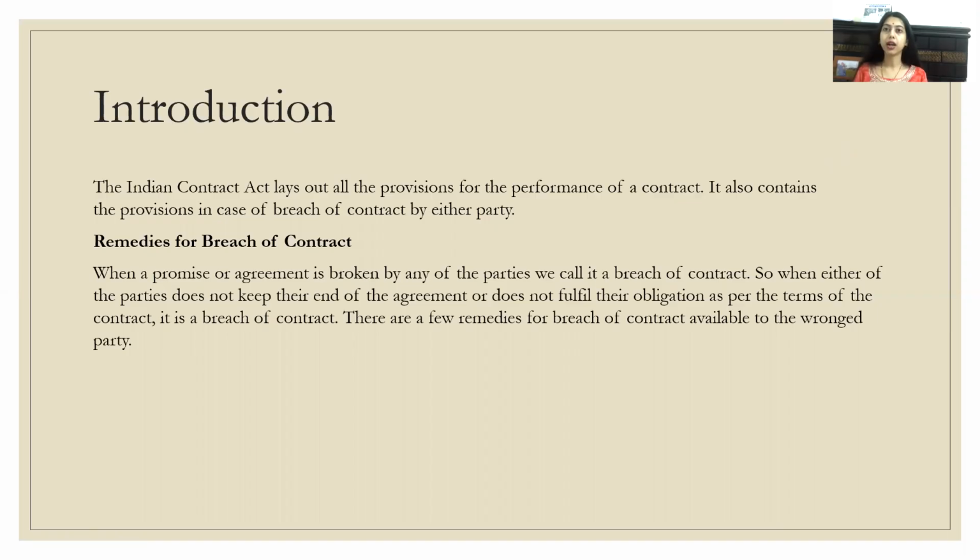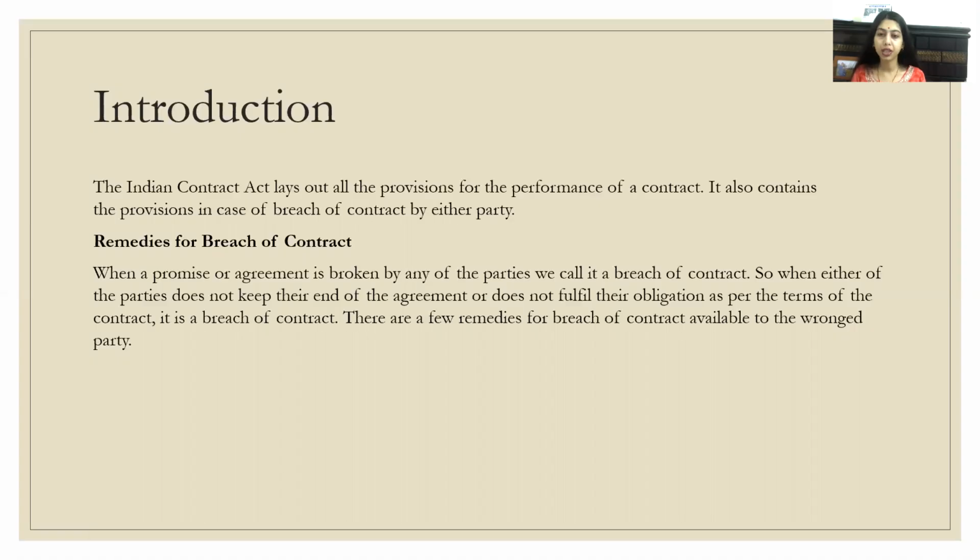Remedies for the breach of contract means that when a promise or agreement is broken by any of the parties, we call it breach of contract. So if either party breaks any kind of promise or agreement, then what will it be called? It will be called breach of that particular contract. So when either of the parties does not keep their end of the agreement or does not fulfill their obligations of the contract, which were supposed to be fulfilled as per the terms of the contract, it is called the breach of the contract. So non-fulfilling of the contractual obligation also leads to breach of the contract.